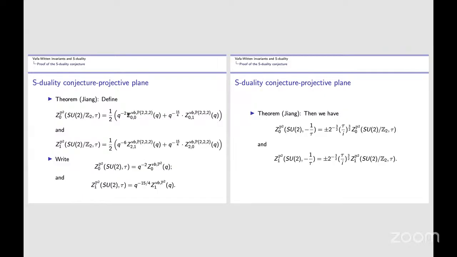I have one question. This q to the 15/4, I mean, it's a funny number. Why 15? In the first formula, I'm surprised that you have a fraction there. Actually, I don't know where this number is actually coming from. I forgot. But I think this is also in Vafa-Witten 1994, I guess.